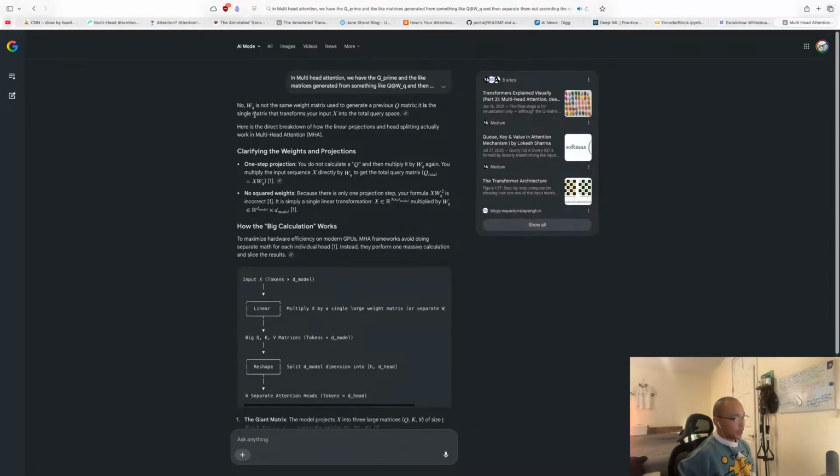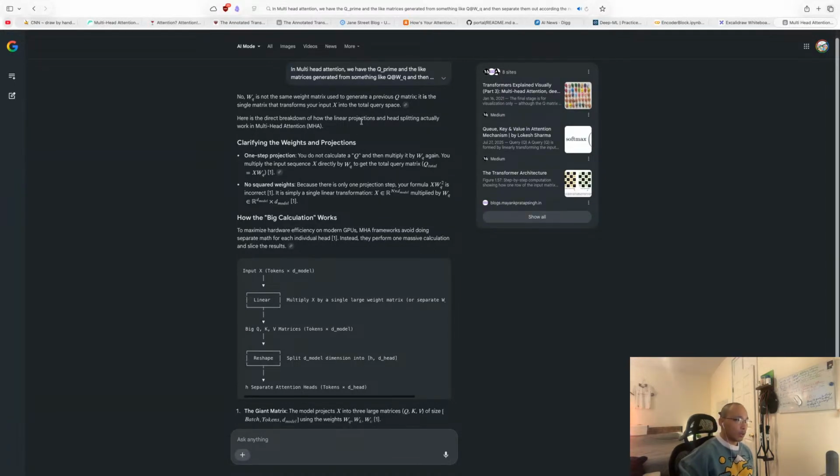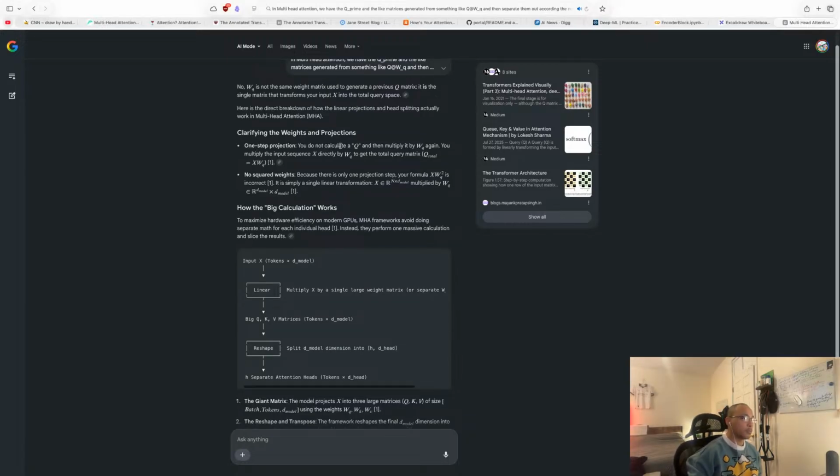Okay, so I guess my worries were misplaced. Yeah, no, WQ is not the same weight matrix used to generate a previous Q matrix. It is a single matrix that transforms your X into the total query space. Here's the direct breakdown on how the linear projections and head splitting actually works in multi-head attention. One-step projections, you do not calculate a Q and then multiply it by WQ again. You multiply the input sequence directly to get the Q matrix, no squared.